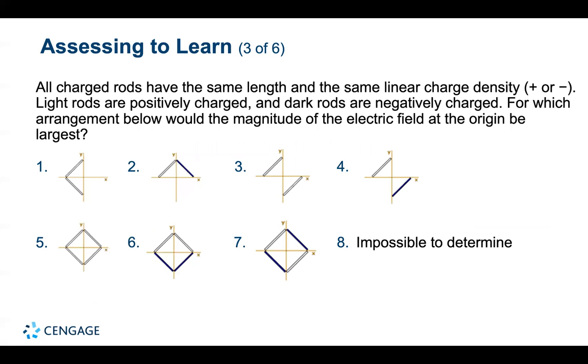All charged rods have the same length and the same linear charge density, plus or minus. Light rods are positively charged and dark rods are negatively charged. For which arrangement below would the magnitude of the electric field at the origin be the largest? And the answer is number 6.